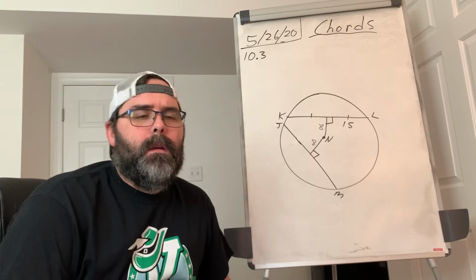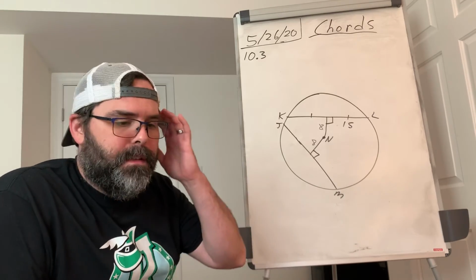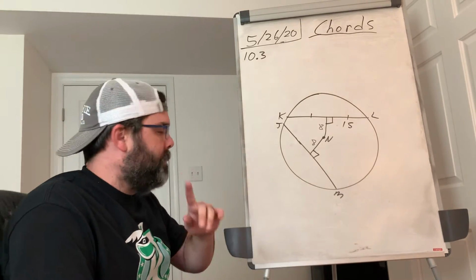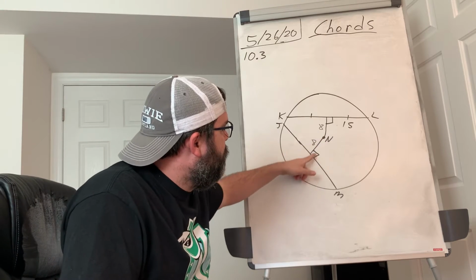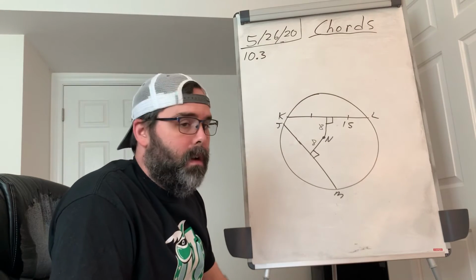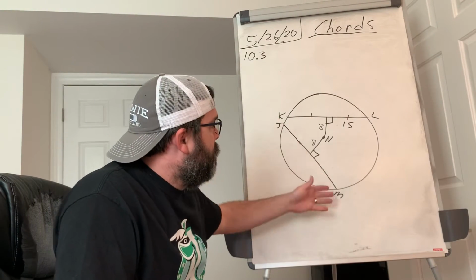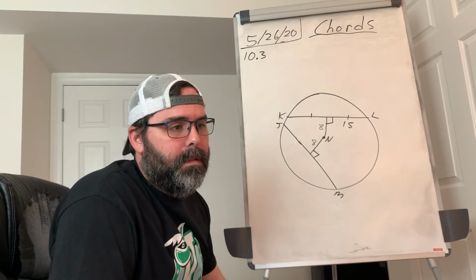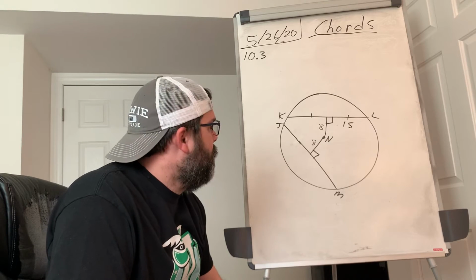Okay, before I even answer the questions, we need to understand what's going on here. Firstly, these two distances from N are the same, so therefore the chords are congruent. Did I go over that theorem? Yeah, I did. All right.